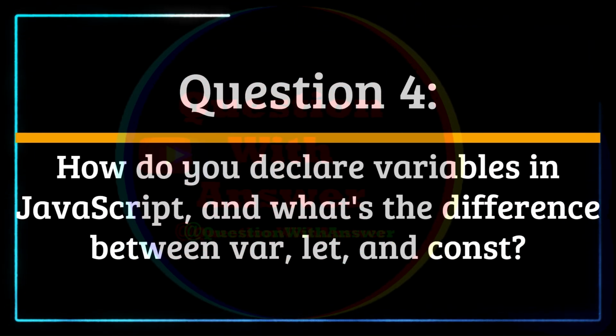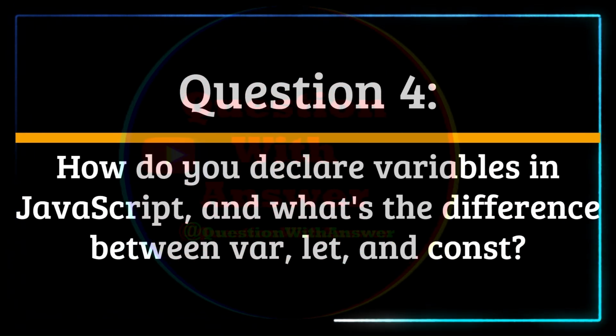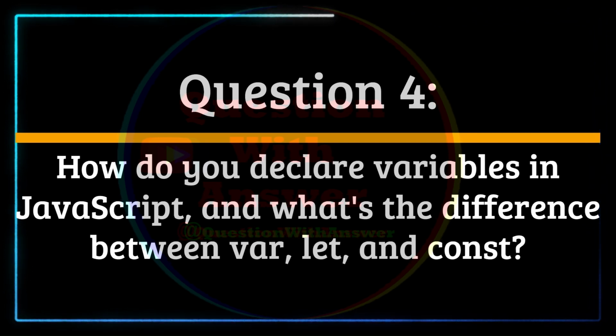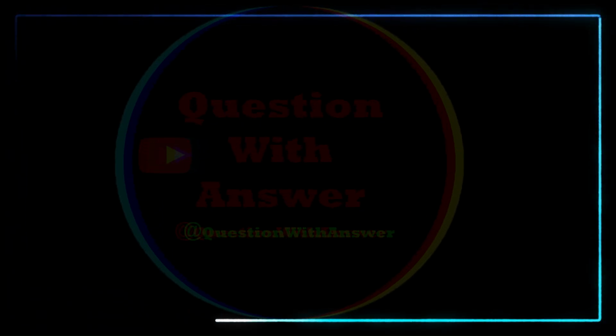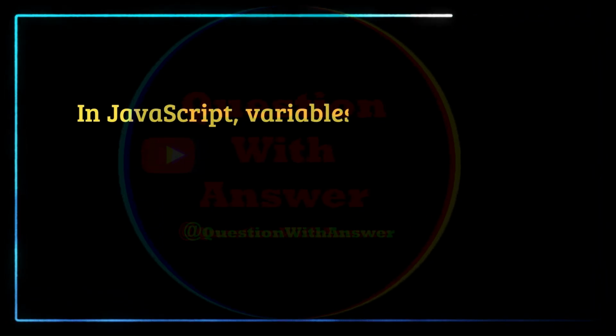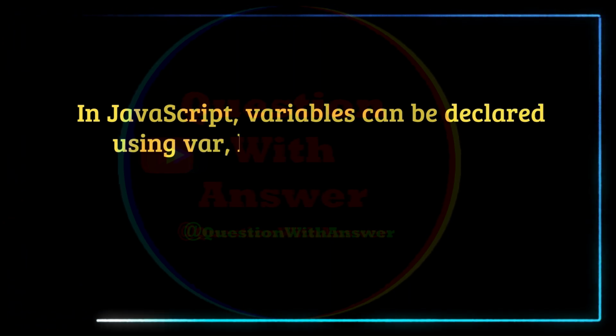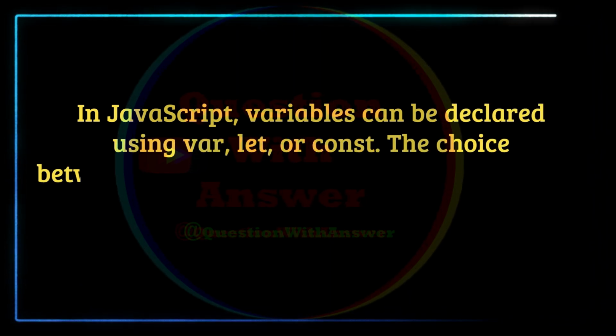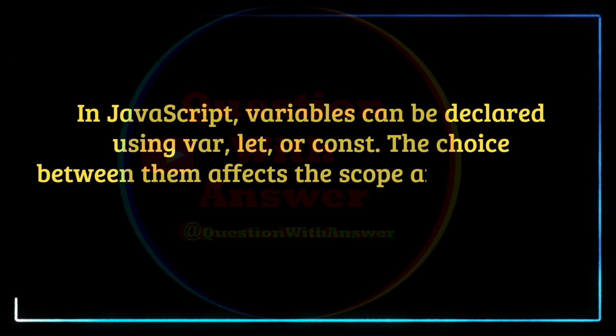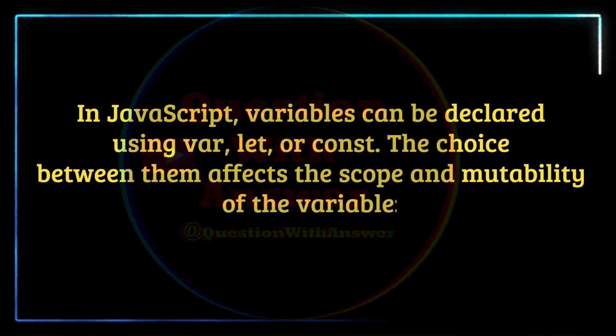Question 4. How do you declare variables in JavaScript, and what's the difference between var, let, and const? In JavaScript, variables can be declared using var, let, or const. The choice between them affects the scope and mutability of the variable.